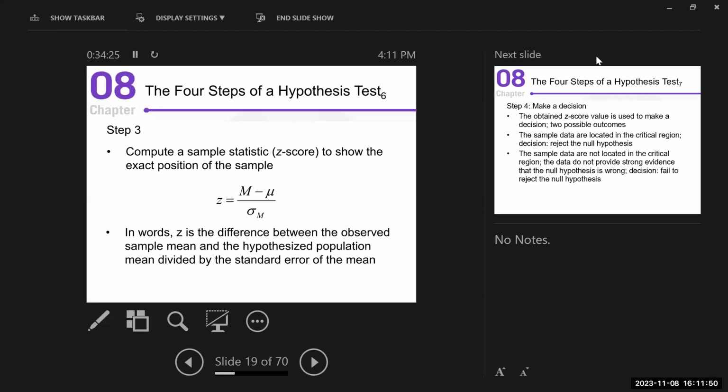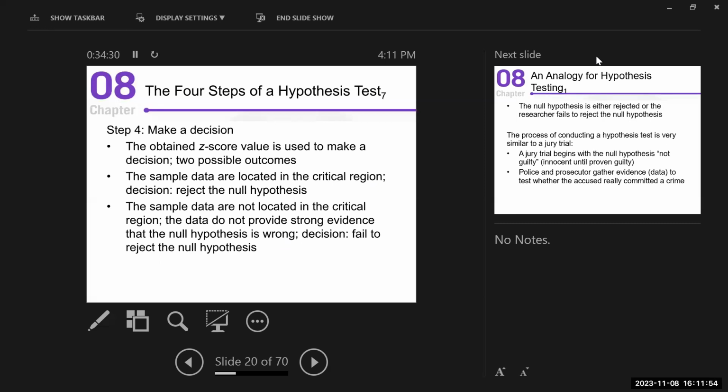Last thing, step 4. Make a decision. The obtained z-score value is used to make two possible outcomes. I talked to you about this before. If the sample data, or the z-score I get, is located in the critical region, I'm going to reject the null hypothesis. On the other hand, if the z-score that I get is not located in the critical region, then I don't have enough data to provide evidence that the null hypothesis is wrong, and I fail to reject the null hypothesis. Because again, it's either supporting it or not supporting it. I'm not proving anything, because of the uncertainty in the hypothesis testing procedure.